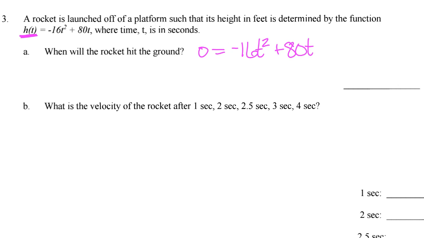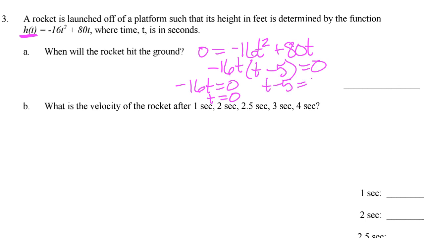Negative 16t can be factored out of both terms. So let's factor out our negative 16t. I'm left with t minus 5. Doing zero product property, I get negative 16t equals 0, so t is 0. And t minus 5 equals 0, so t equals 5.